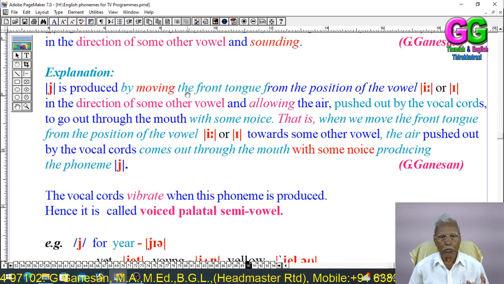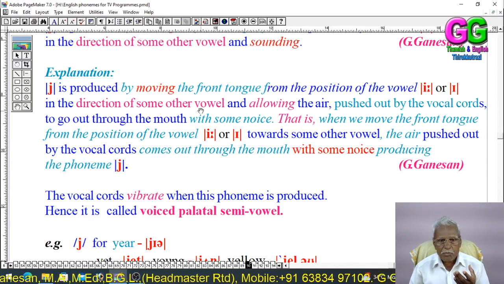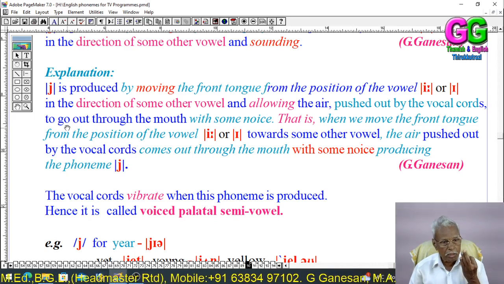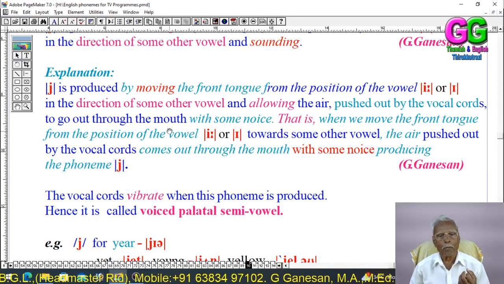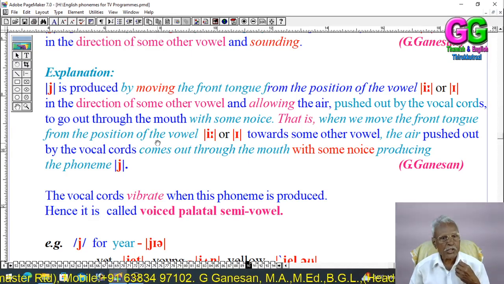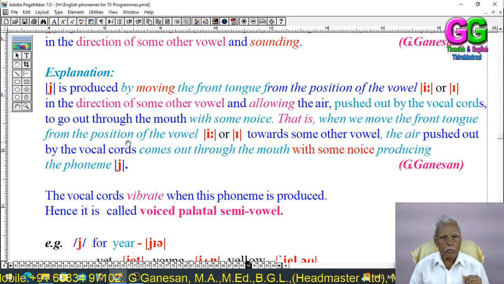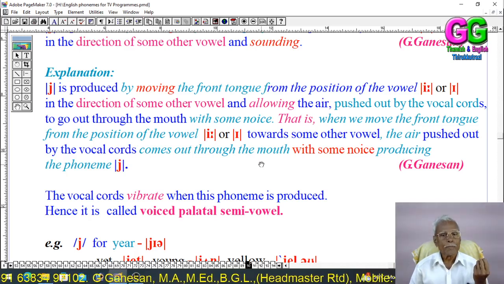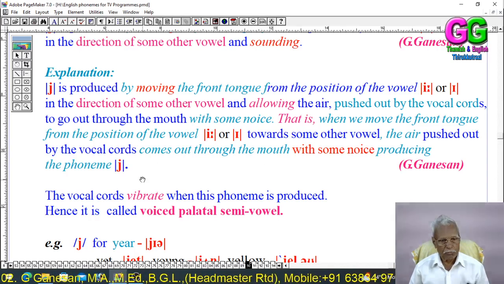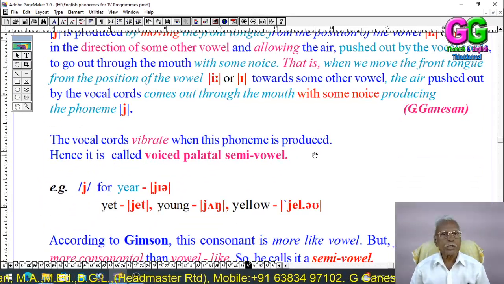A is produced by moving the front tongue from the position of the vowel E in the direction of some other vowel and allowing the air pushed out by the vocal cords to get out through the mouth with some noise. That is, when we move the front tongue from the position of the vowel E towards some other vowel, the air pushed out by the vocal cords comes out through the mouth with some noise, producing the phoneme A. Okay? The vocal cords vibrate when this phoneme is produced.